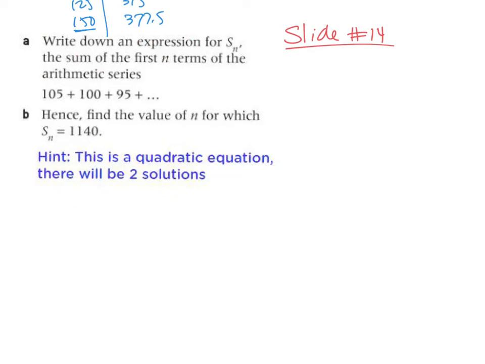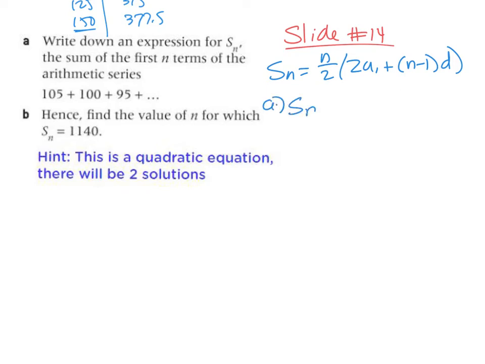Now let's take a look at slide number 14. It says, write down an expression for S sub n, which is the sum of the first n terms of this arithmetic sequence. Since I don't know the last term, I'm going to use this form: S sub n equals n over 2 times 2 times the first term plus n minus 1 times the common difference. That's a formula you don't have to have memorized. It will be available for you when you take your test. But now let's use it to do letter A.